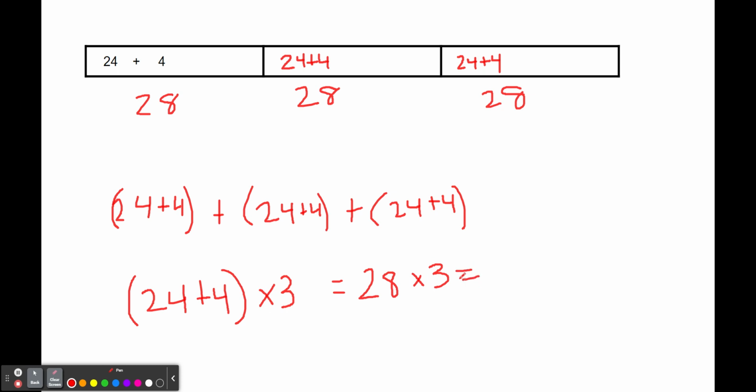Okay, and that is going to give me, if I were to go ahead and do this over here, 28 times 3. 8 times 3 is 24. I'm going to put the 4 down, carry the 2. 2 times 3 is 6, plus 2 more is going to be 84. So that will be 84. So that is what our strip diagram is modeling.